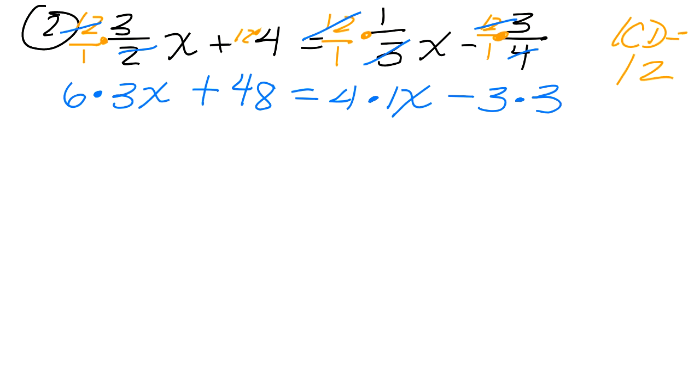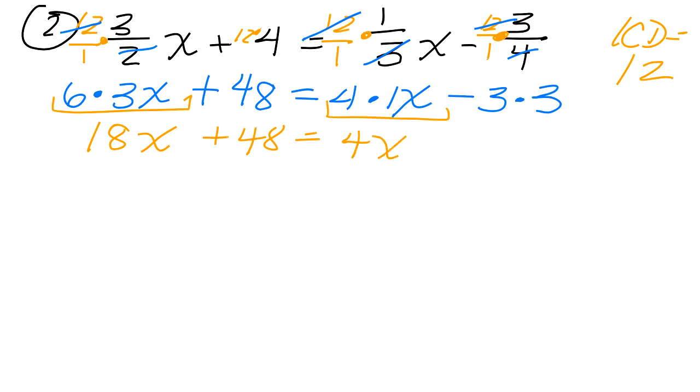Now, all of these terms can be simplified, but the point is the denominator's gone. So now this first term here becomes 18x plus 48. This term here, 4 times 1x is 4x. And then minus 3 times 3 is minus 9. So here's my new equation. So we've got this nice, neat new equation that instead of having all of these nasty fractions in it, it now has nice, neat, perfect little integers to work with.